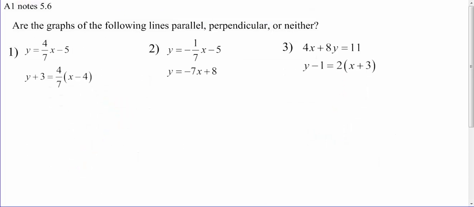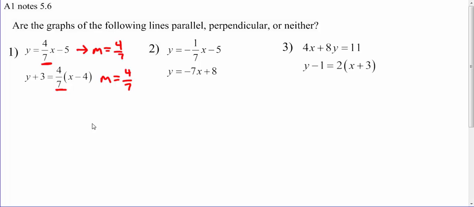All right, so let's take a look at some applications of this. Are the following graphs parallel, perpendicular, or neither? What we really need to focus on is finding slopes of these lines. In this case, the slope is 4/7, and that comes from this term right here, y equals mx plus b. And on the next one, our slope is also 4/7.